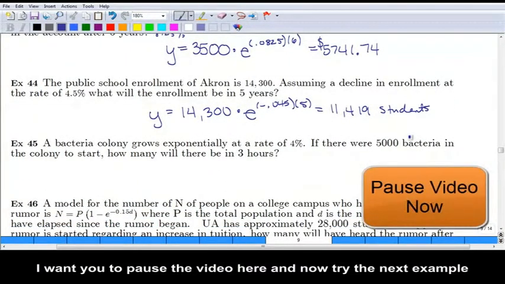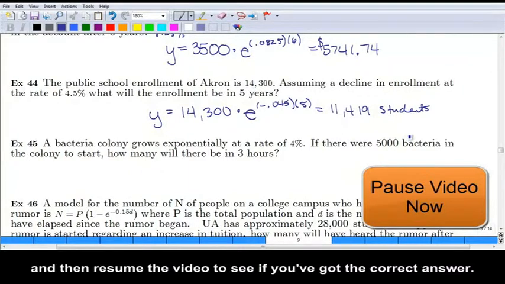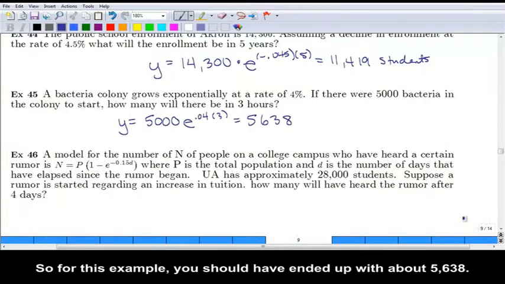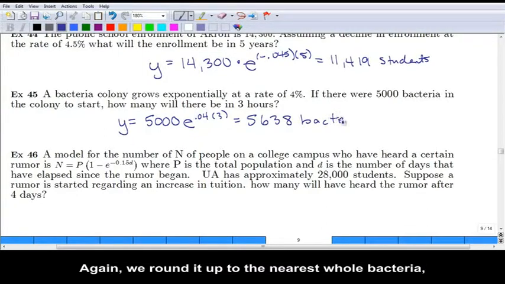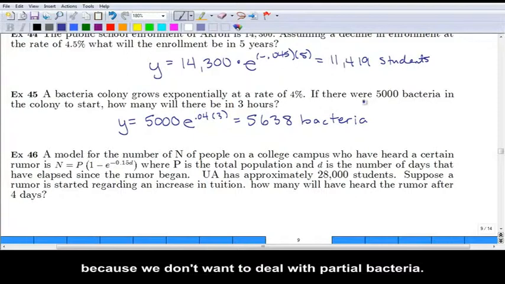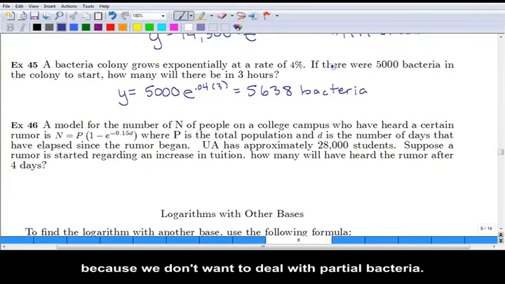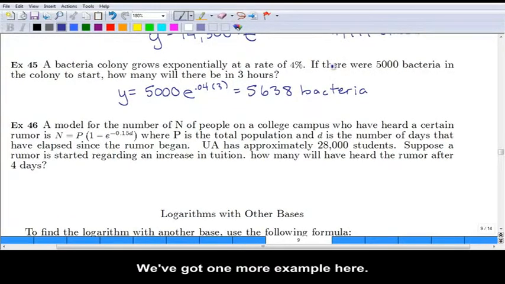I want you to pause the video here and try the next example, then resume the video to see if you've got the correct answer. For this example, you should have ended up with about 5,638. Again, we rounded up to the nearest whole bacteria because we don't want to deal with partial bacteria. Okay, we've got one more example here.